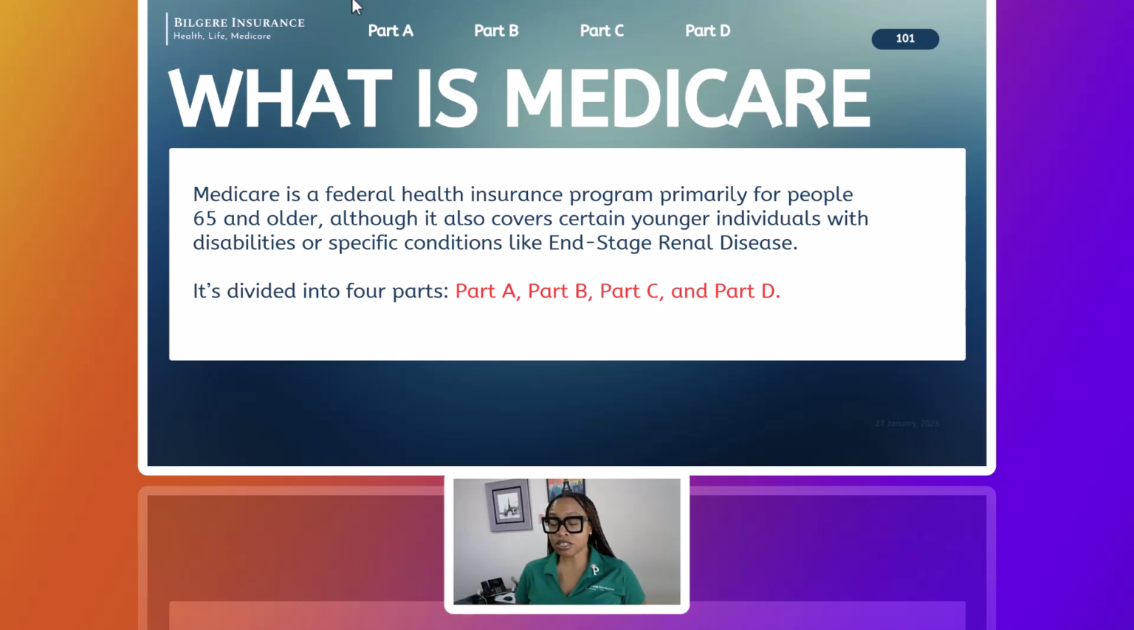So let's start with the basic definition of Medicare so we're all on the same page. Medicare is a federal health insurance program primarily for people 65 and older, although it often covers certain individuals with disabilities or specific conditions like end-stage renal disease. So Medicare is divided into four parts. This is still where it starts to get, a lot of folks like to say, confusing. I just think it adds more puzzle pieces to the puzzle.